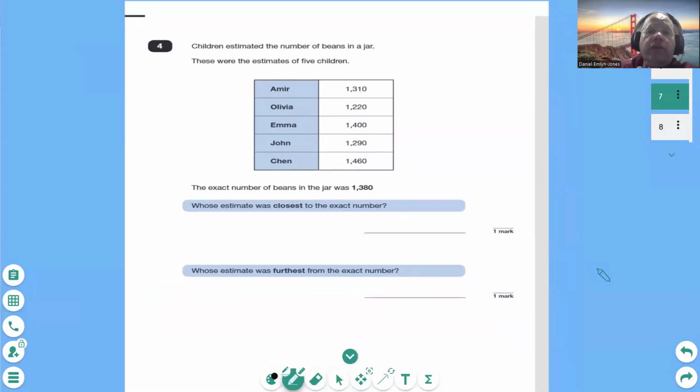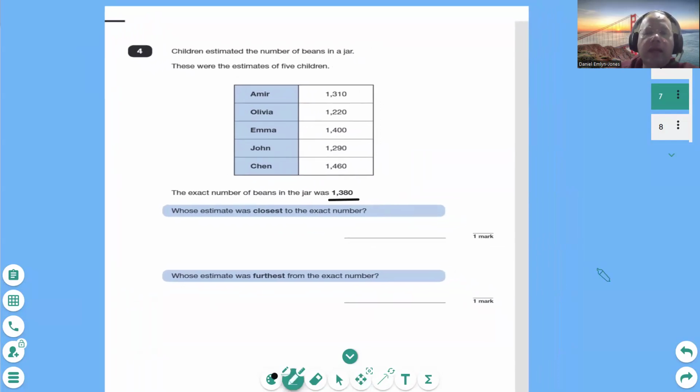Children estimated the number of beans in a jar. Oh, yeah, I had to do that when I was a kid, I remember. I failed miserably. These were the estimates of 5 children. The exact number of beans in the jar was 1,380. Whose estimate was closest to the exact number? Well, one way to do this is to look at how far they are away. So let's have a look. Amir, he guessed 1,310.